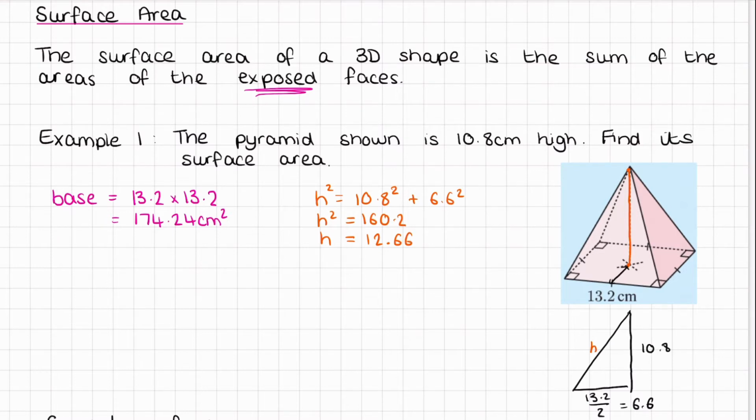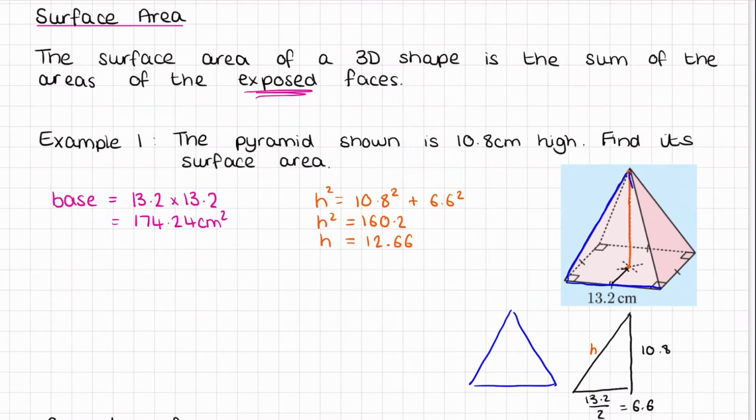Now we have that, we can work out the area of the outside triangles. So in this outside triangle, I'm just going to draw it in blue on the diagram too. So we're now looking at this bit here. We know the height of that is 12.66. We know the base of this is 13.2, and then we can work out our area. So the area of the triangle is half times base times height, which will be approximately 83.556.